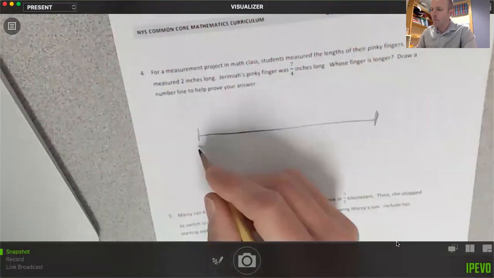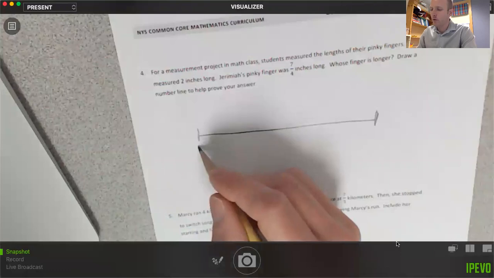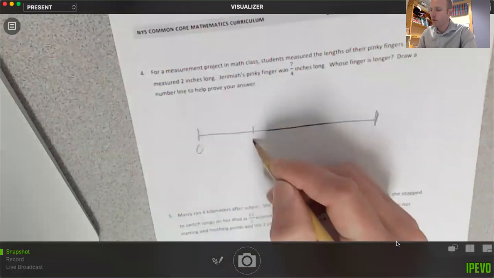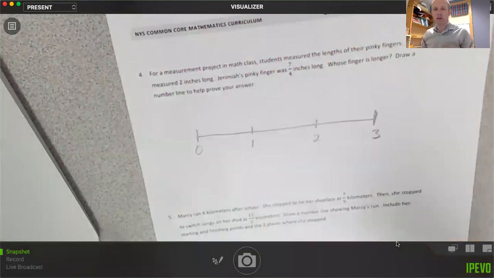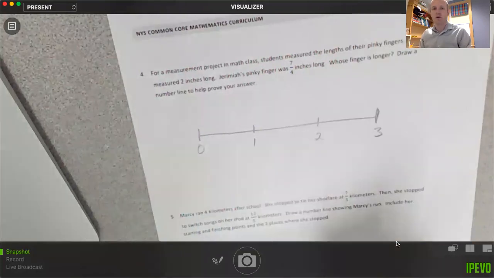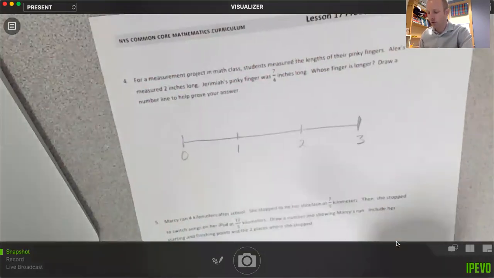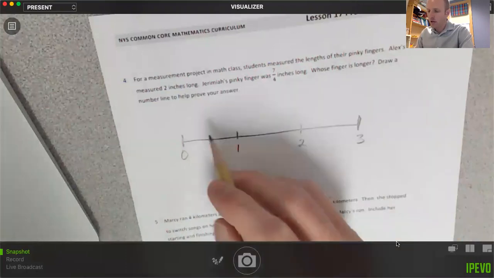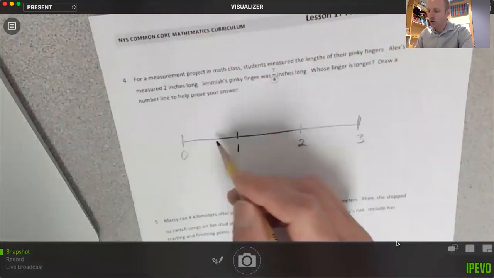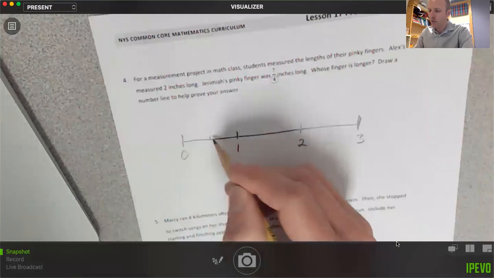I'm going to go from 0 to 1 to 2 to 3. Those are reasonable lengths of pinky fingers, not 0 necessarily, but 1, 2, and 3 inches for elementary school students, I suppose. And I'm working in fourths of an inch, so I need to split each section into fourths.